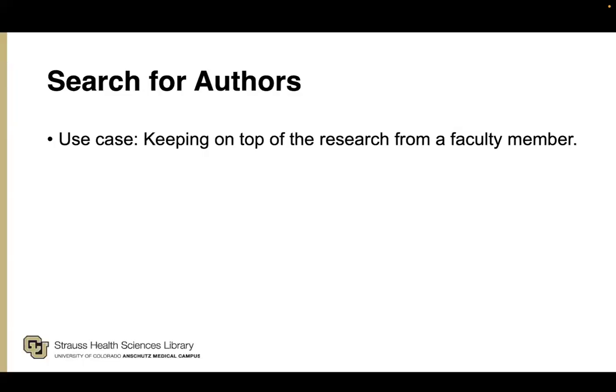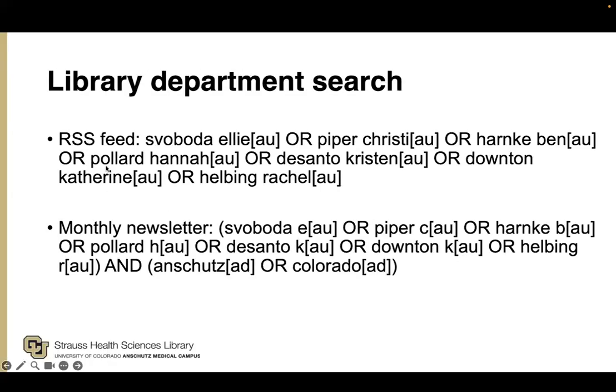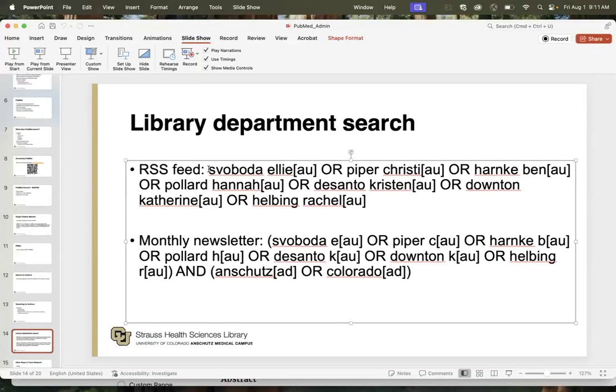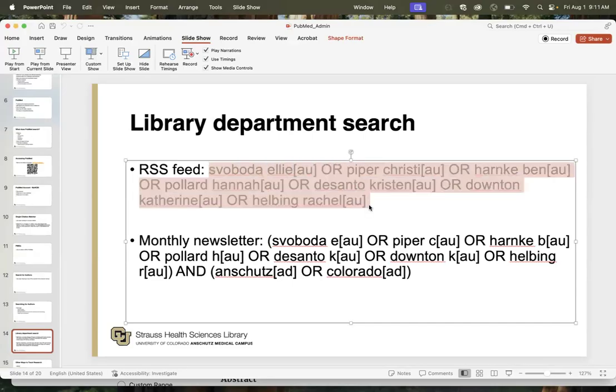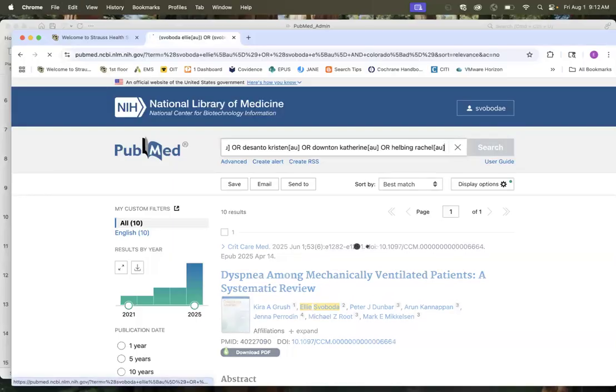Sometimes you might be searching not just for a single author, you might be searching for a whole group of authors. So I have here some examples of searches I put together for our department here at the library. These are my colleagues in the Education and Research Department. If I want to find all of their research, I could search all of our names with the AU tag afterwards. And so I'm going to run that search.